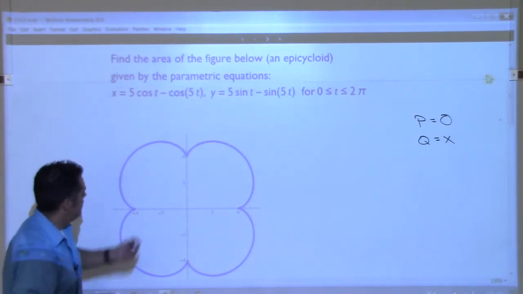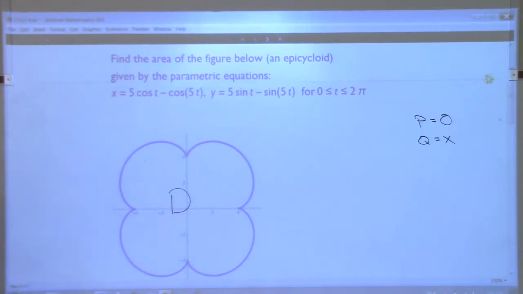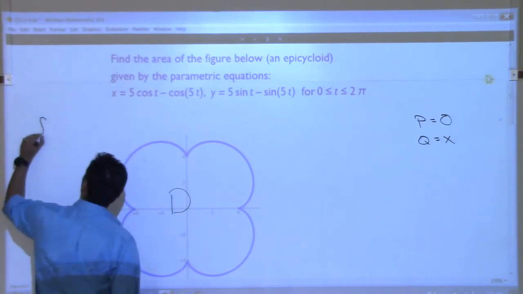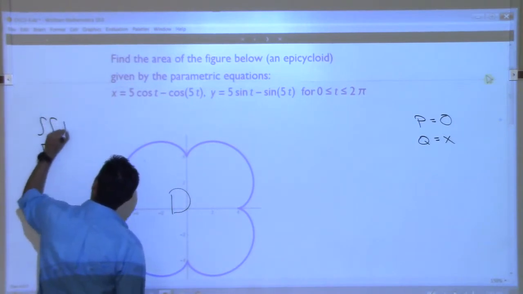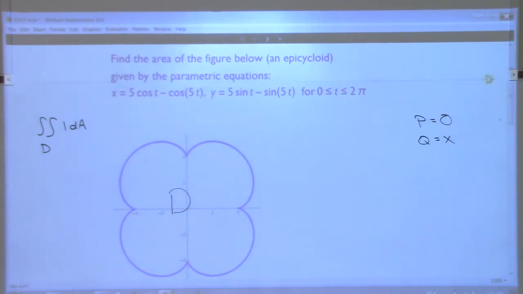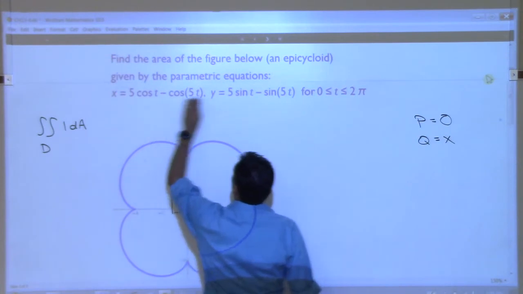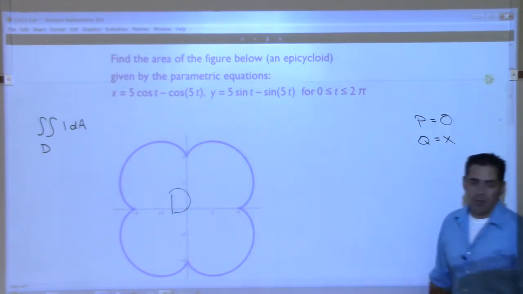So check this out. This is our region D, right? We're trying to find the area of D. So we want to find the double integral over D of 1 dA, right? That would be a very difficult problem to do because you cannot do this with polar coordinates. This is not a circle, it's not a polar region. These are the parametric equations. They've already been given to you, all right?